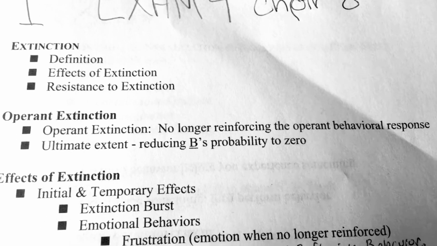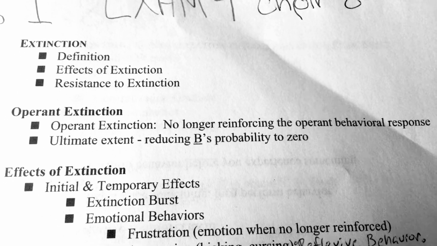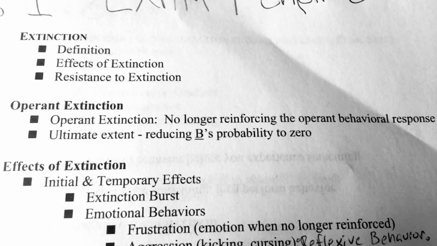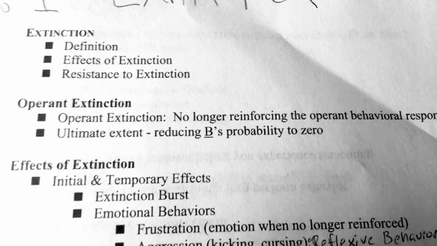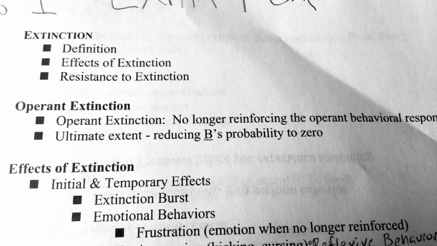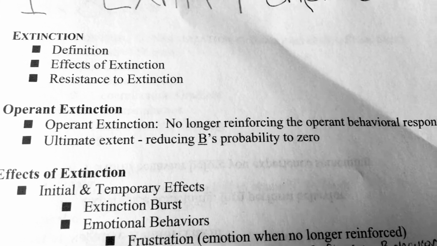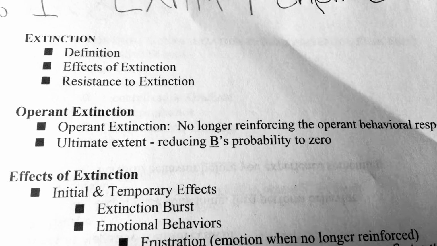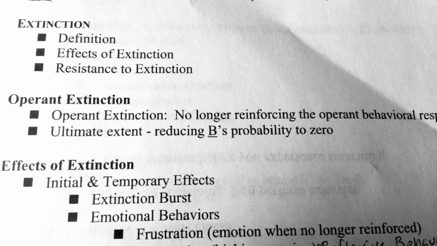So this is trying to extinguish a behavior that you find unsettling, or maybe a behavior you want your subject to no longer continue. The ultimate extent is reducing the behavior's probability to zero. So it's similar to shaping, and it's a procedure that has to be carried out through a series of steps. Okay, so the effects of extinction.